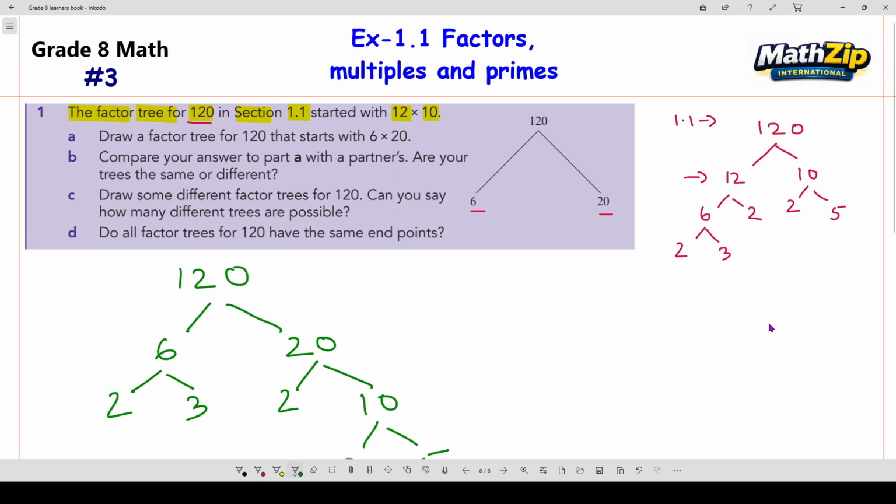Okay, first we have finished this one. This one is number A. Number B. Compare your answer to part A with partners. Are your trees the same or different? Before we finish this one, number C. Draw some different factor trees for 120. Can you say how many different trees are possible? We can make another one, which is number C.